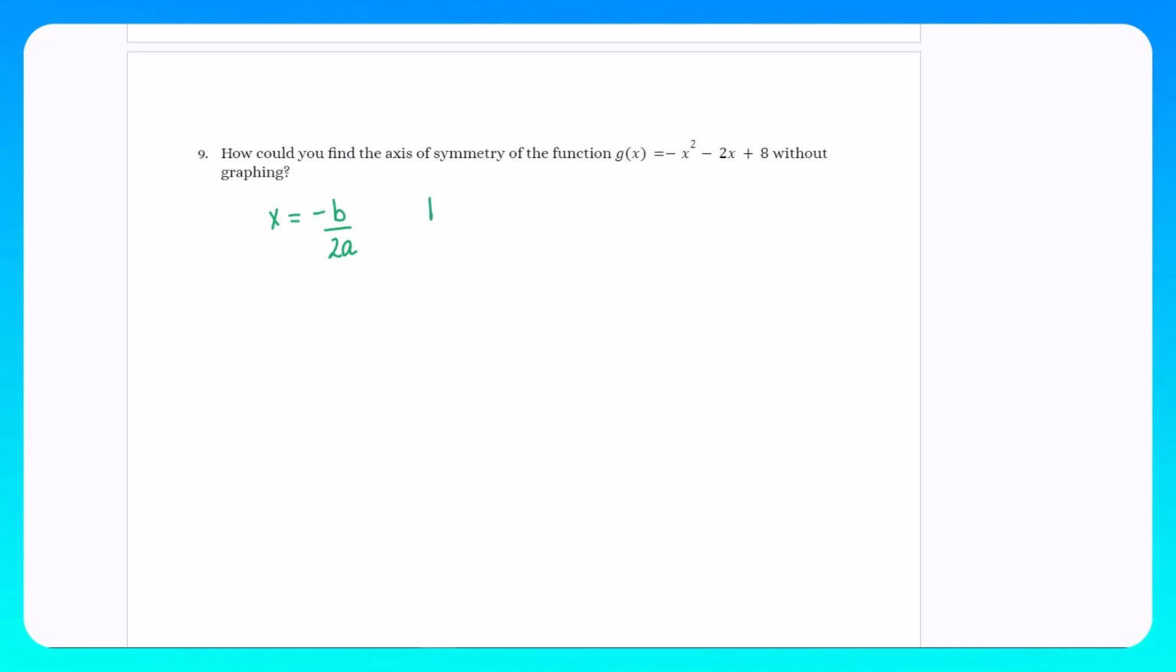Well, the b equals negative 2, and the a equals negative 1. So we're just going to plug and play. So we have negative of negative 2 over 2 times negative 1, which gives us positive 2 on the top, negative 2 on the bottom, which gives us negative 1, which means the axis of symmetry is negative 1.